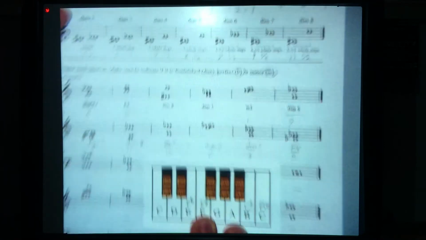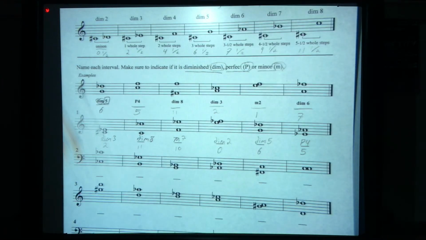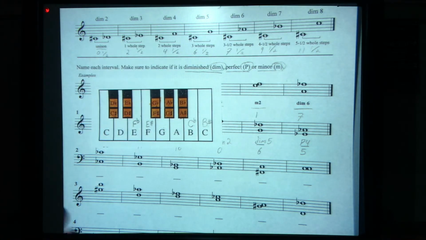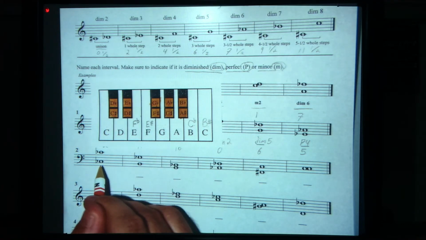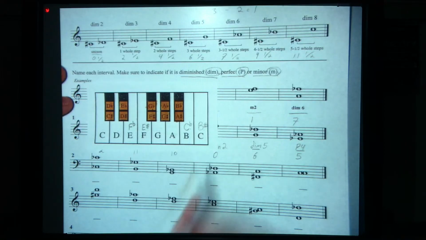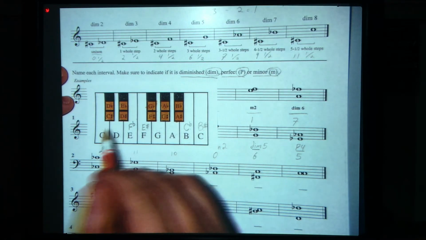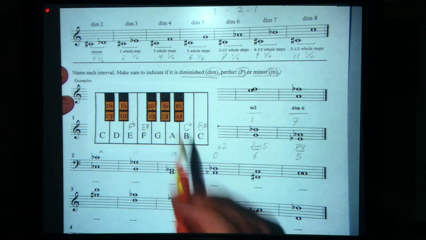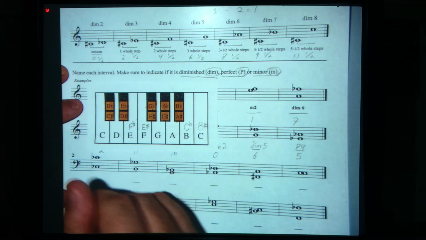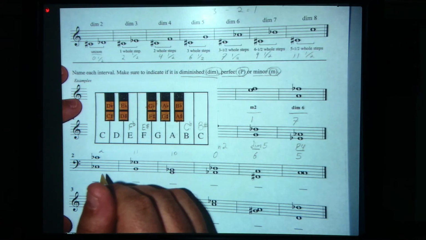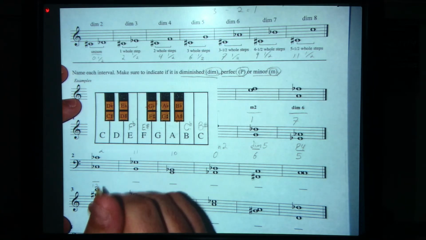Moving on to our bass clef line. I'll put the keyboard up here. Okay, we've got a C flat to a C flat. Remember, we are in bass clef now. Let's go ahead and count the half steps. 1, 2, 3, 4, 5, 6, 7, 8, 9, 10, 11, 12. 12 half steps. Now, whenever something has 12 half steps, we call it an octave. 12 half steps, there are 12 notes in the chromatic scale. It's going to be an octave.